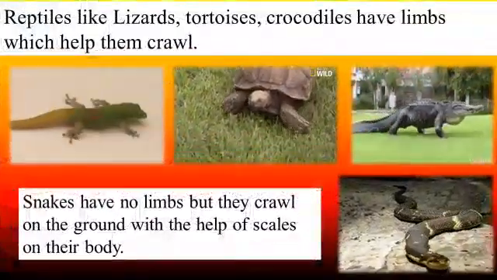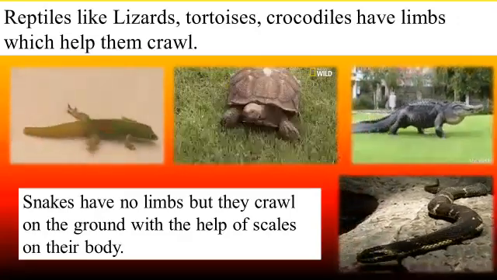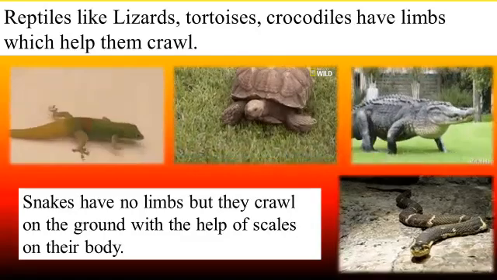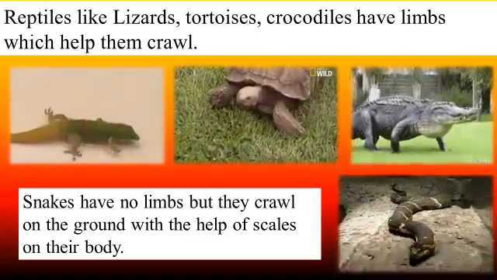Reptiles like lizards, tortoises, crocodiles have limbs which help them crawl. Snakes have no limbs but they crawl on the ground with the help of scales on their body.